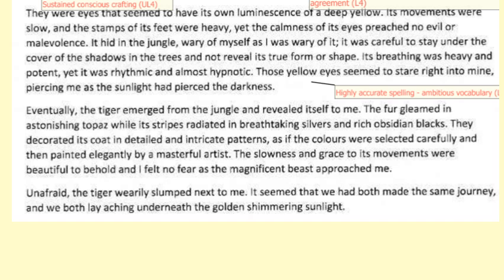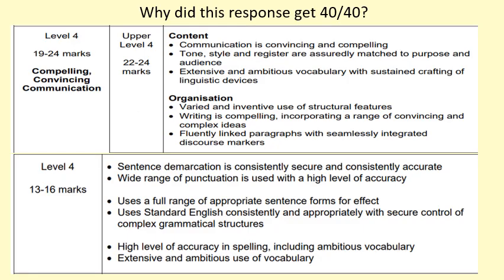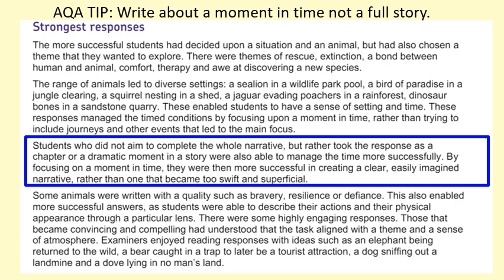There is the second one. Look at the vocabulary that we can see in here. Luminescence, calmness, preached, malevolence, rhythmic, hypnotic, emerged, breathtaking, detailed, intricate. It's full of tier 2 vocabulary, and vocabulary is key. And it ends with that tiger and golden shimmering sunlight. That's what the exam board said.